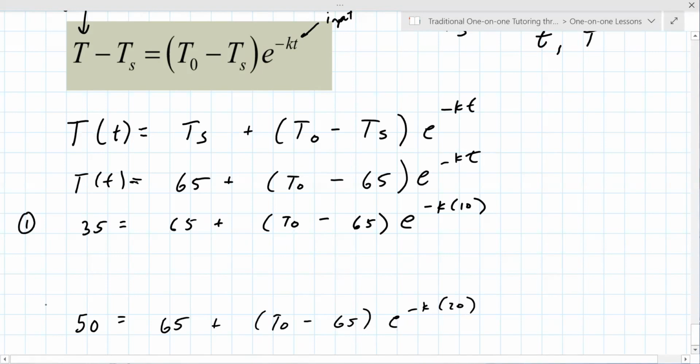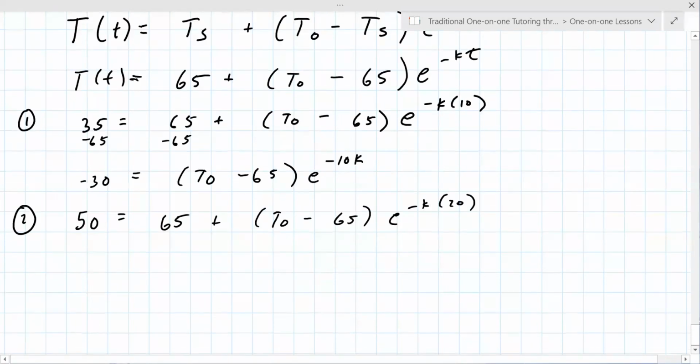If you did it the way that he has it, would it be 35 minus 65 or 65 minus 35? Yeah, and that's why I left room here. We do need to do that. So we're going to subtract 65 from both sides. So equation one is minus 30 equals T0 minus 65 e to the minus 10k. And then you do the same thing in this line: subtract 65 from both sides. You get minus 15 equals T0 minus 65 e to the minus 20k.